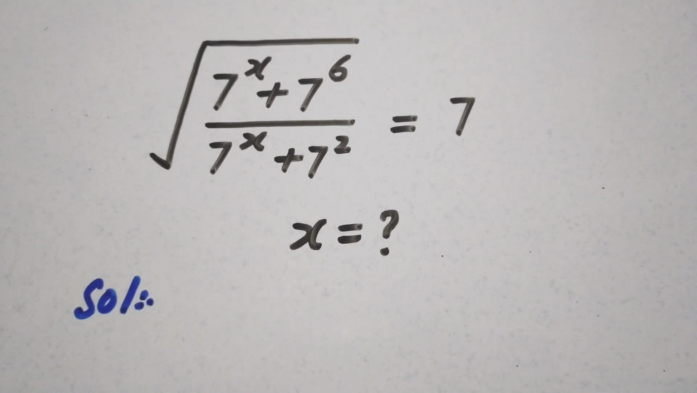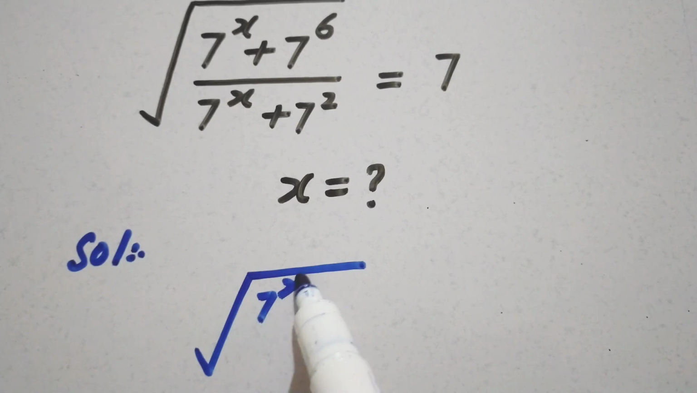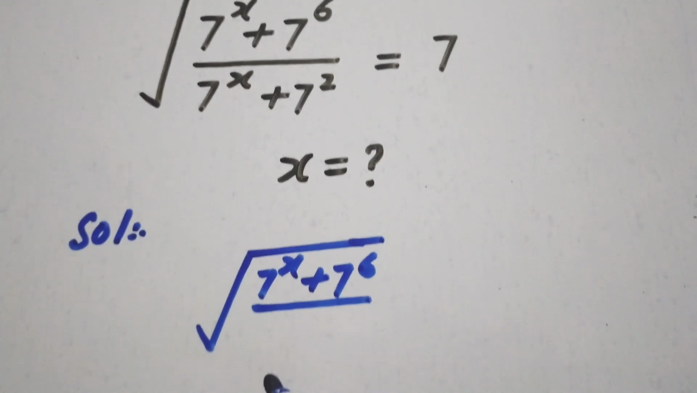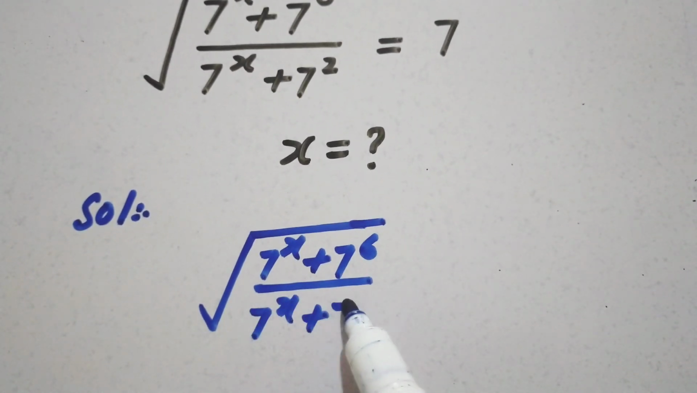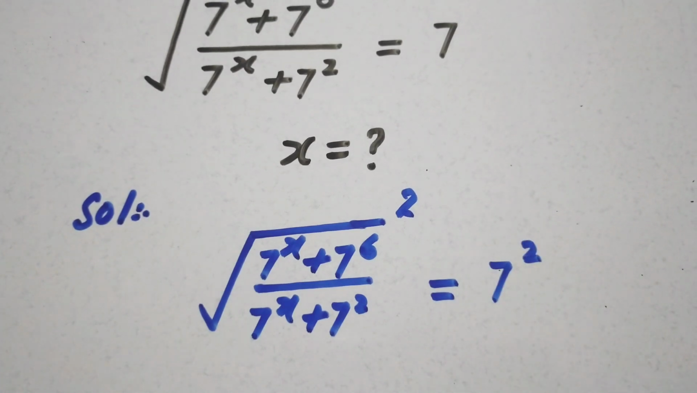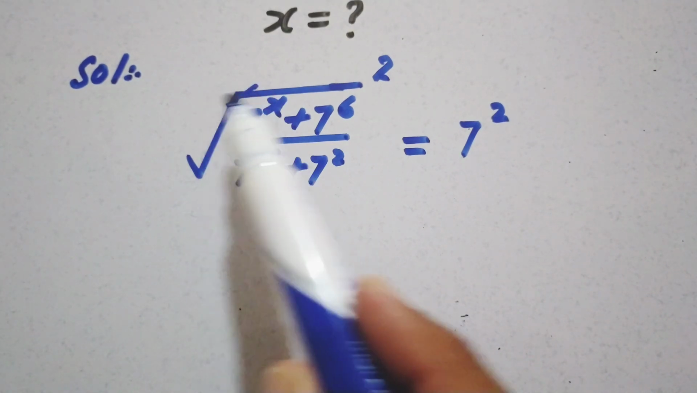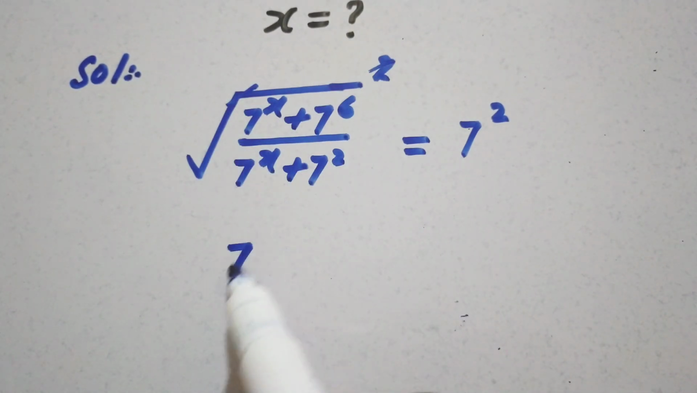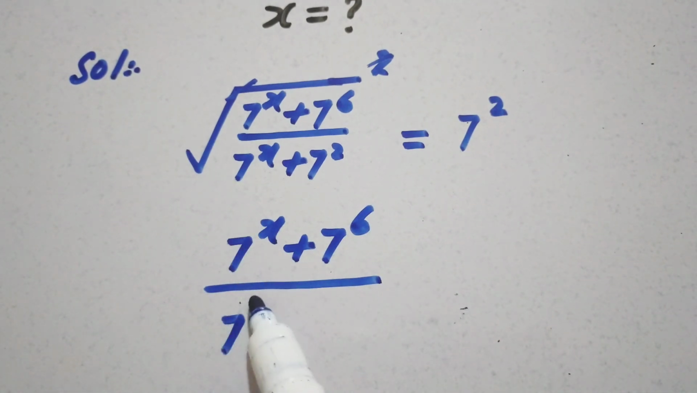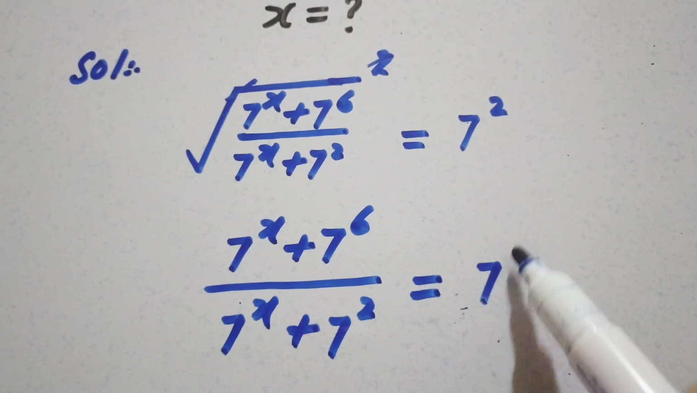First of all, squaring on both sides. Square root of (7^x + 7^6) divided by (7^x + 7^2), whole squared, is equal to 7 squared. By squaring on both sides, the square root and square cancel each other, and (7^x + 7^6) divided by (7^x + 7^2) will be left, equal to 7 squared.